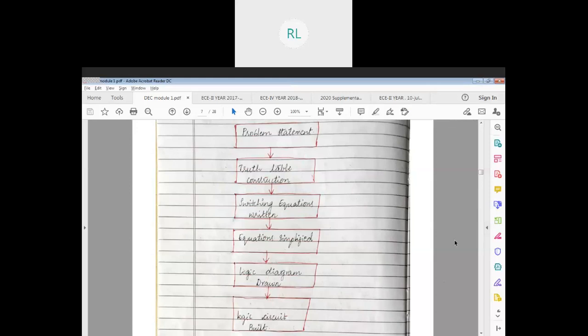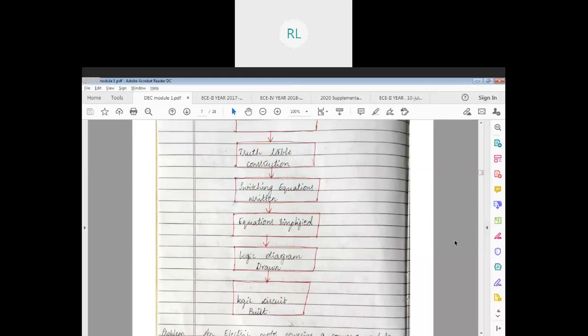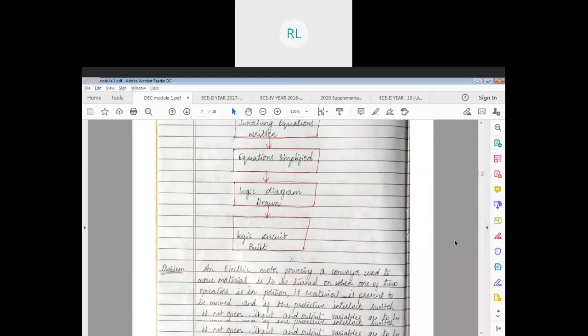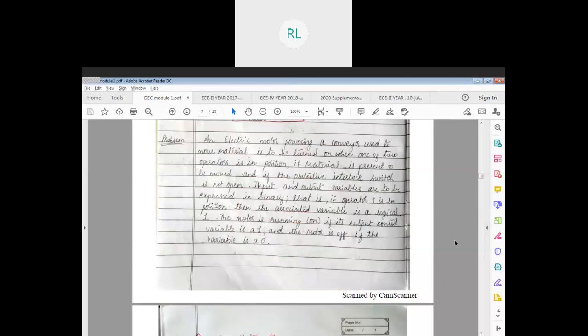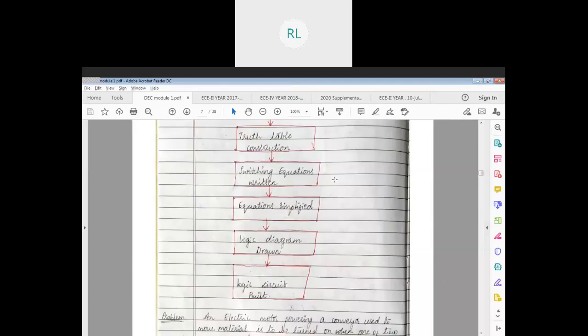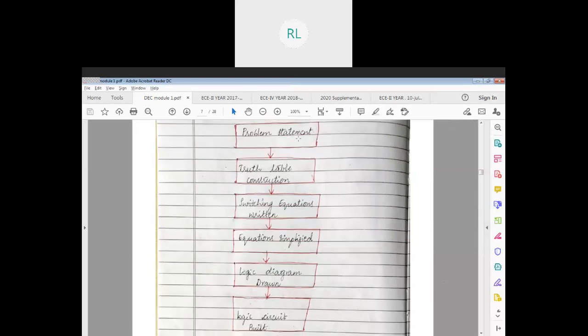So I will probably leave you guys here, and then we will join back in some time, probably after 10 minutes. Till then, I'll be posting the attendance in Google Classroom, and we will take up switching equations and how these are generated using the truth table.